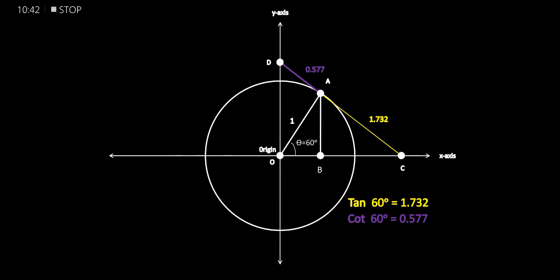And cot of 60 degree is equal to length of purple line. The length of purple line is 0.577. So that is why cot of 60 degree is equal to 0.577.